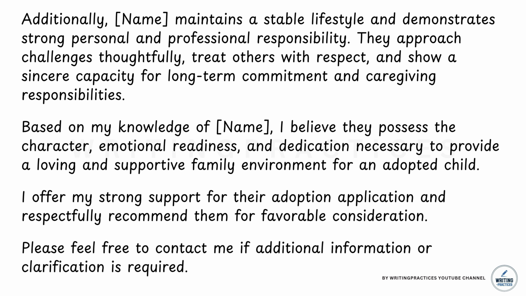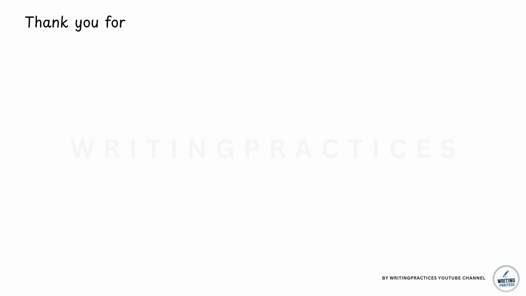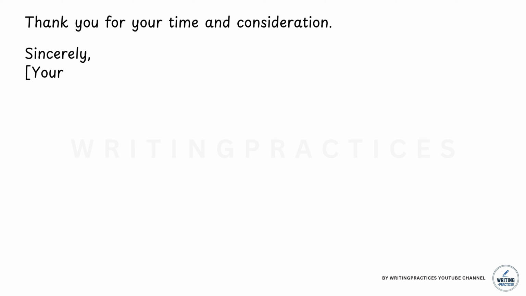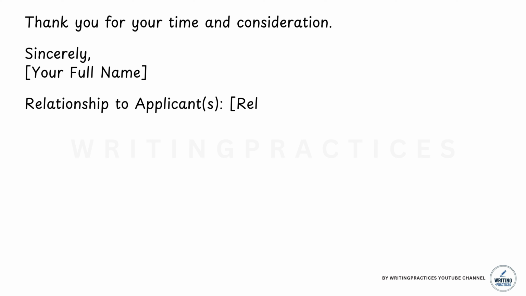Sincerely, and contact details. For example, sincerely, Rebecca Thompson. Relationship to applicant: family friend. Phone number: 303-555-4182. Email address: rebecca.thompson@email.com. This formally closes the letter and provides supporting contact information. Double-check your relationship description and contact details before submission.